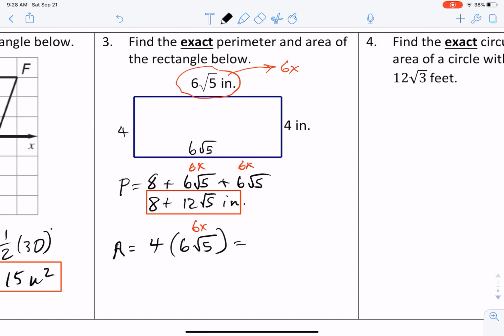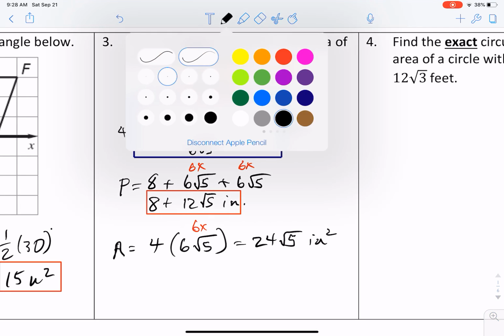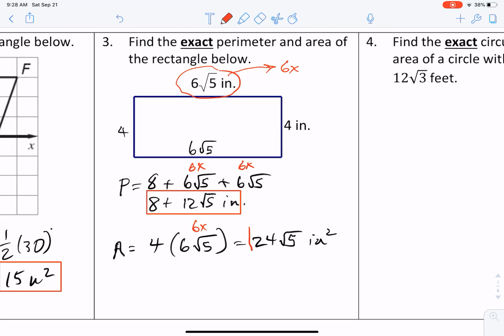So 4 times the 6 gives us 24. Bring our square root of 5 here. And then throw our units on. Since this is area, it should be inches squared. Ta-da!